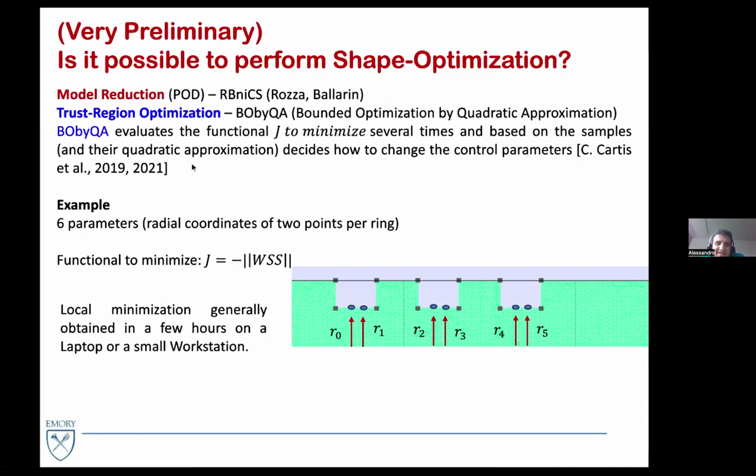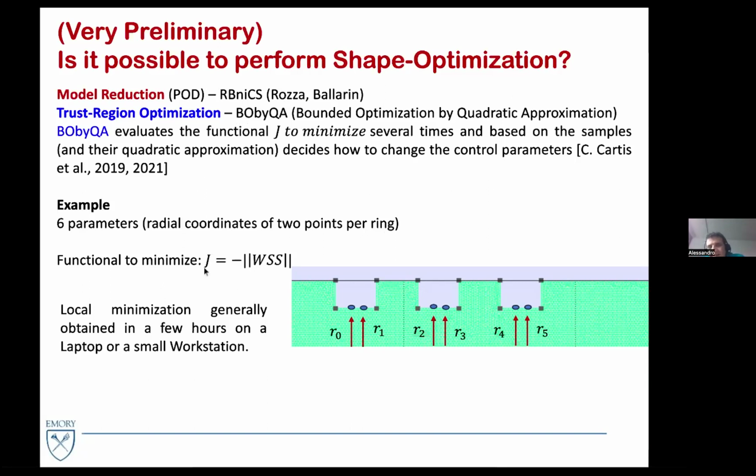So I use, this probably requires a lot more work, because I use model order reduction, so POD, to move the geometry, to create a parameterized solution for the geometry. And for the optimization, I didn't use any gradient-based technique. I used a derivative-free library, a trust region method based on the library called bounded optimization by quadratic approximation, just to see what I get.